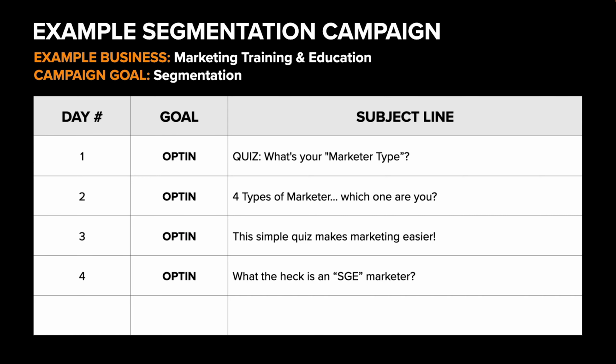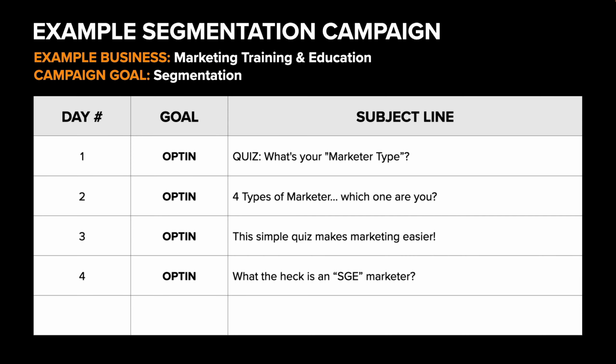So the first subject line, we're going to go kind of curiosity-based, but also speaking to what you would get if you took the quiz. So quiz, what's your marketer type, right? What's your marketer type? Drive them over. Free assessment, get your marketer type. Day 2, we're going to come back and introduce that there are actually 4 types of marketers and ask which one they are, right? A question that they can only answer if they go and take the quiz.